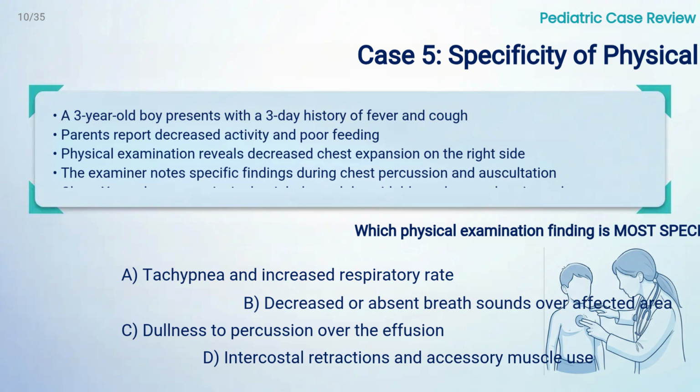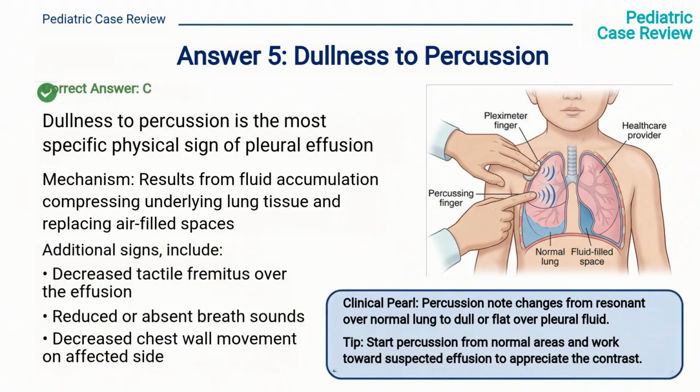Which physical examination finding is most specific for pleural effusion? Option A, tachypnea and increased respiratory rate. Option B, decreased or absent breath sounds over the affected area. Option C, dullness to percussion over the effusion. Option D, intercostal retractions and accessory muscle use. The correct answer is option C, dullness to percussion over the effusion.